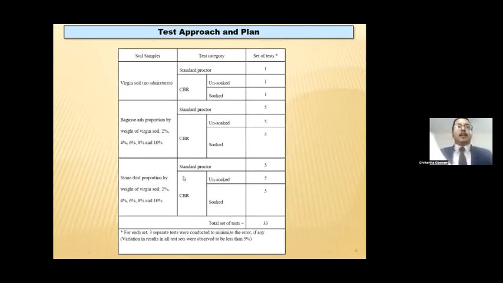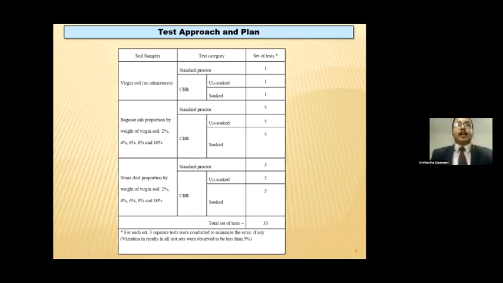So you can see here the test approach and plan. The particle size distribution from sieve analysis data indicated sand and gravel components of 90% and 10% respectively. The plot of maximum dry density, sorry, I think I have skipped one slide.